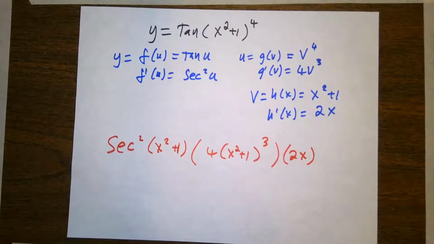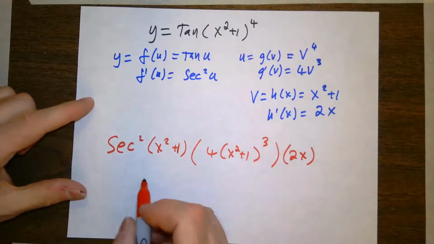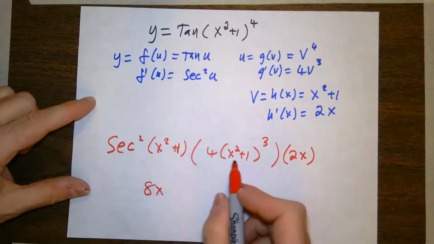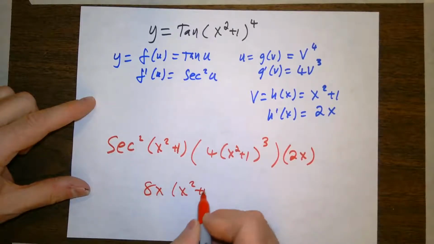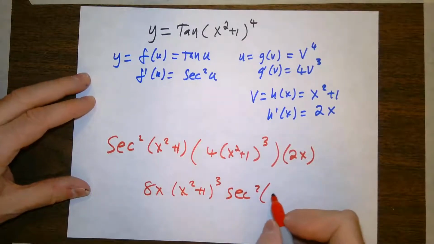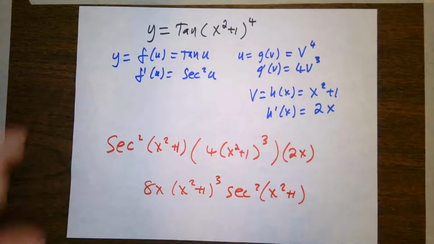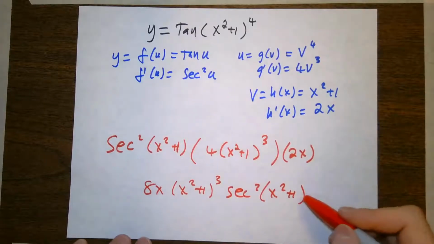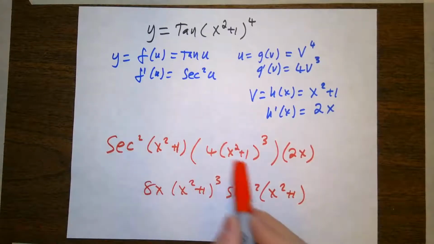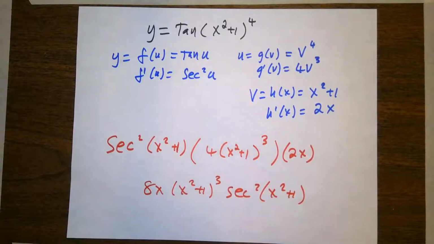And if we just clean this up a little bit, a 4 and a 2 and an x, I can pull that out. I've got 8x times, let's see, what have I got? Pull that out. (x squared plus 1) cubed. And then I've got the secant squared of (x squared plus 1). And we wouldn't do anything more. We would just leave it like that. On a multiple choice test, that's what you would be looking for. They wouldn't ask you to do much more simplifying beyond that. And hopefully if you got this part, being careful in getting that part, you'll be able to pick that out of the lineup, out of a multiple choice.